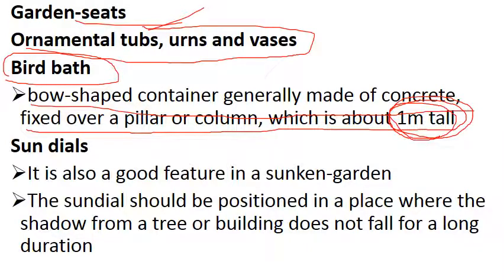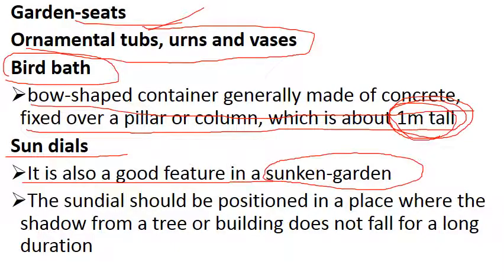Then comes the sundial. The sundial is also a good feature in a sunken garden. You can see this sunken garden. You might know the sundial because agrometeorology students are very familiar with sundials. I will just tell you in brief. A sundial is a device used to tell time by the sun.